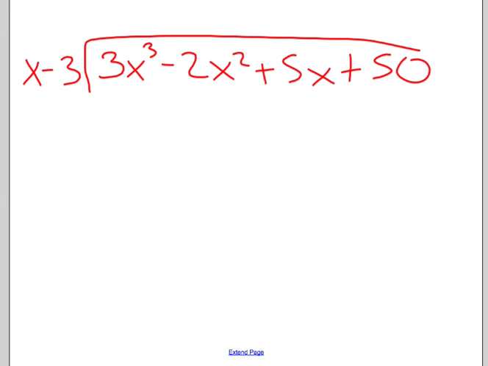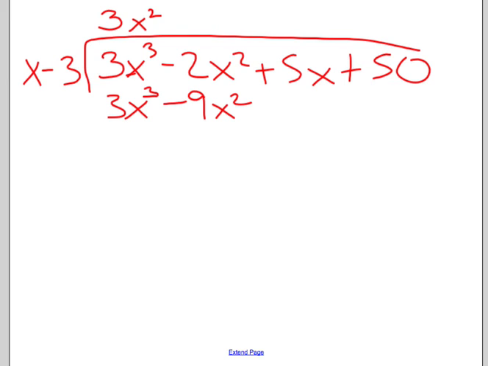How many times does x go into 3x cubed? 3x squared. If I took this x out of this, what would I have left? 3x squared. Now, I multiply this 3x squared just like I do my regular division, except I'm going to multiply the 3x squared times the minus 3. That's going to make it minus 9x squared. And the 3x squared times the x makes it 3x cubed.